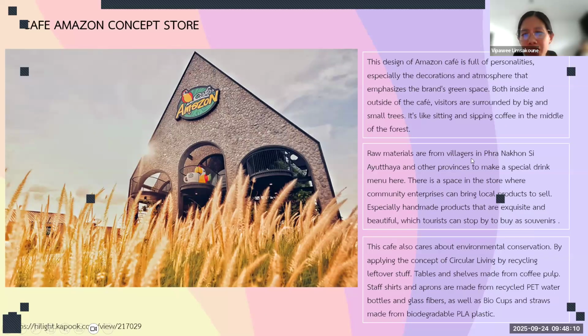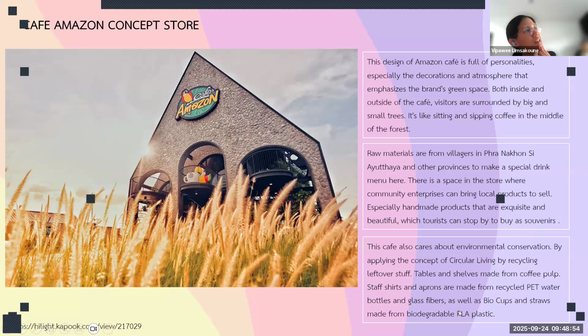The raw materials, the staff try to select from villagers in Phra Nakhon Si Ayutthaya and other provinces to make a special drink menu. And there is a space in the store where they sell products from the local community. Regarding environmental conservation, they apply circular living by recycling leftover stuff. For example, their tables and shelves are made from coffee pulp. I saw at Starbucks as well, they wrote on the table that it's a recycled table. And staff shirts and aprons are made from recycled PET water bottles and glass fiber.